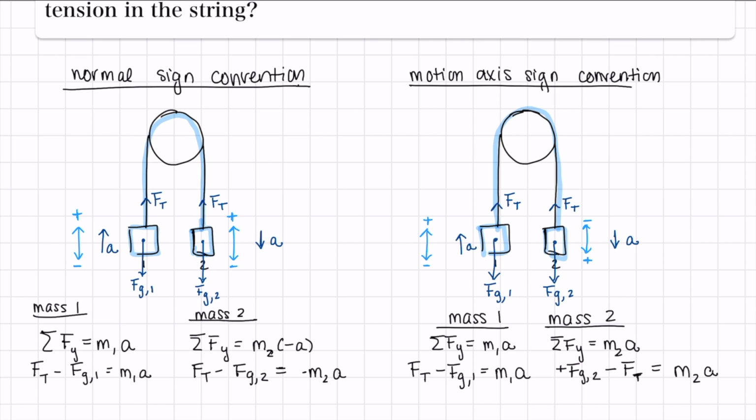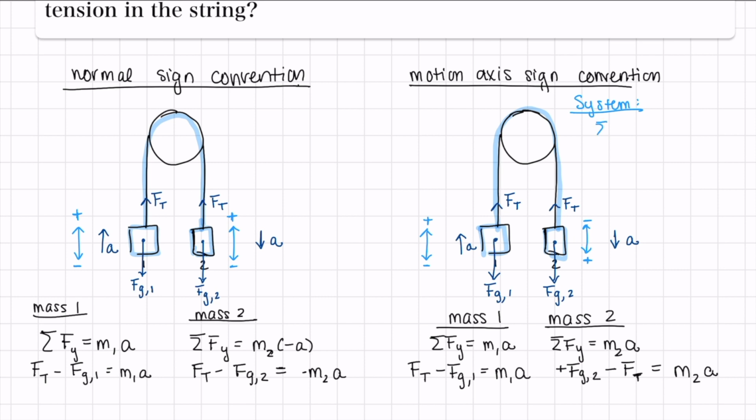We only care about external forces. But we can't do this with normal sign convention because we'll end up getting the wrong sign on the forces. So I'm not even going to bother writing them out, and I'm only going to write this on the motion axis sign convention side, is that we can look at the system instead of the individual blocks.